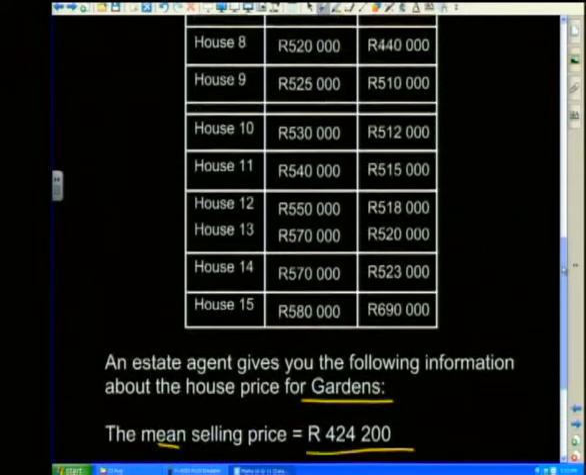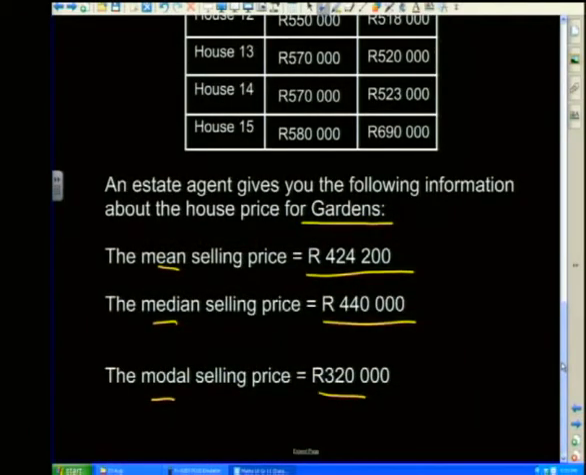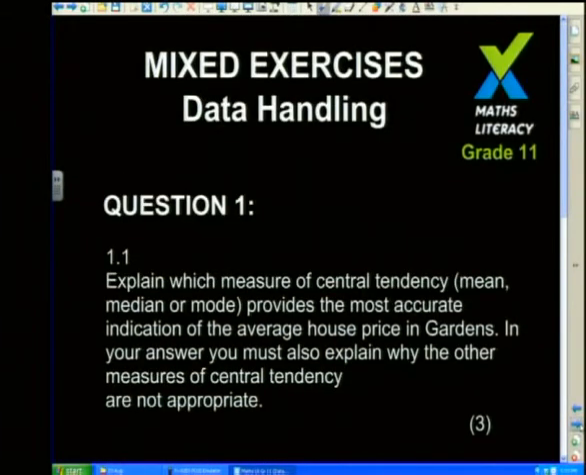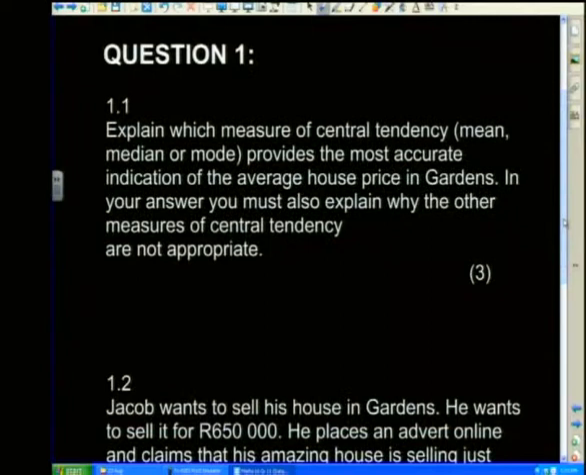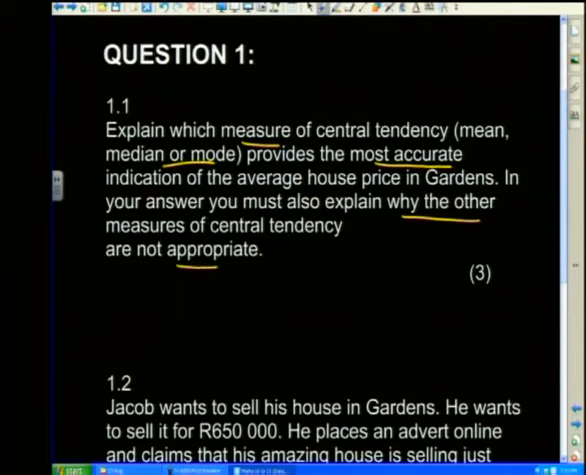So let's see what our question asks. Explain which measure of central tendency, mean, median, or mode, provides the most accurate indication of the average house price in Gardens. In your answer, you must also explain why the other measures of central tendency are not appropriate.